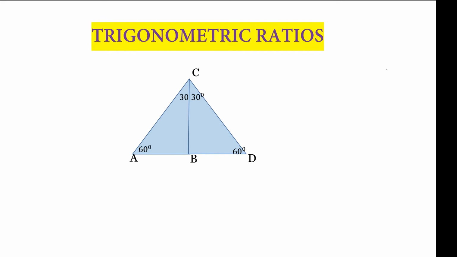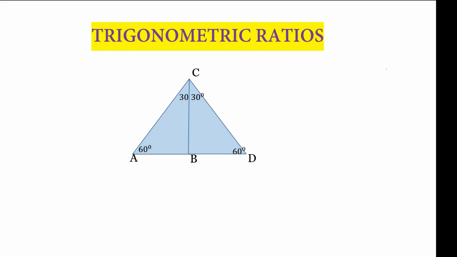At A it is 60, at C it is the sum of 30 plus 30. We are looking at the entire triangle ACD. So 30 plus 30 makes 60, so angle at C is 60. Even at D the angle is 60 degrees.